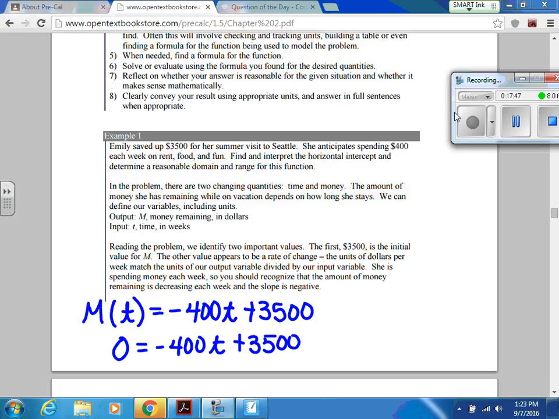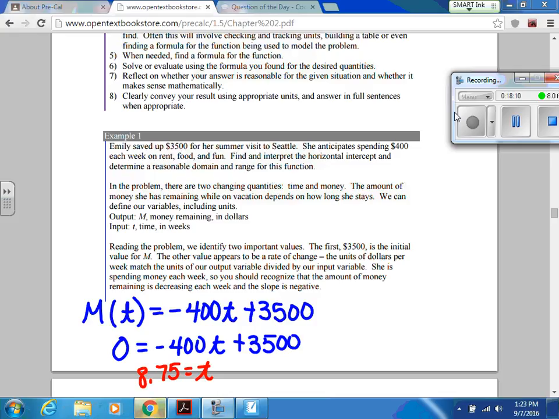Alright, so what's your horizontal intercept? So what does 8.75 mean for this problem? That's how much time she gets to stay in Seattle until what happens? Yeah, until she's broke. Right. No more money for her.